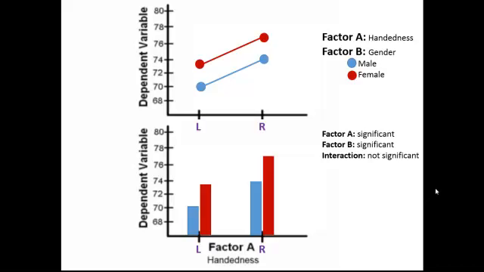Now when we look at factor B, which is male or female, we don't care about handedness. It doesn't matter what handedness they are. We're only looking to compare males and females within factor B. So here the blue line is approximating the mean value for males, and the red line is approximating the mean value for females. You can see that there's separation in these lines. So again, in this case, it's significant.